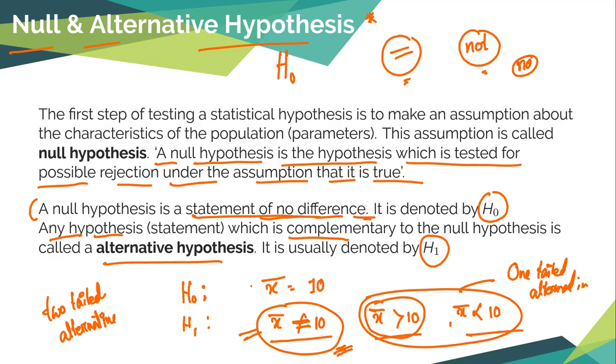Though the question is asking you to test whether x bar is greater than 10, you should not include that statement as your null hypothesis. That will be your alternative hypothesis. So this is the null hypothesis and the alternative hypothesis. Another thing you should know is that H0 and H1 are the symbols: this is the null hypothesis, this is the alternative hypothesis.